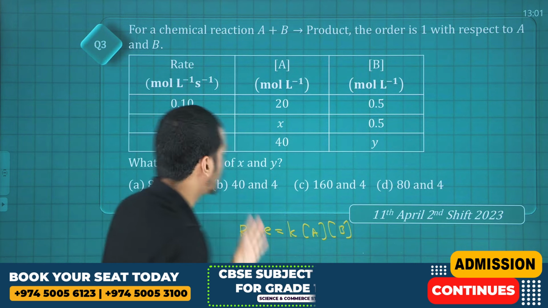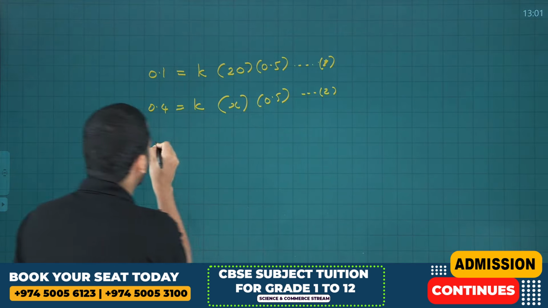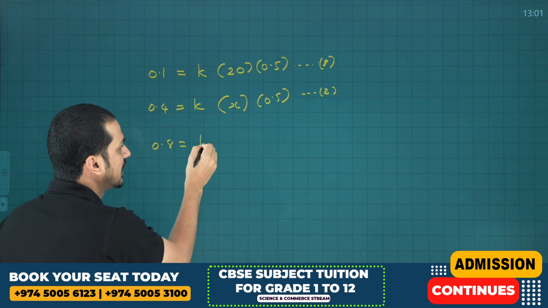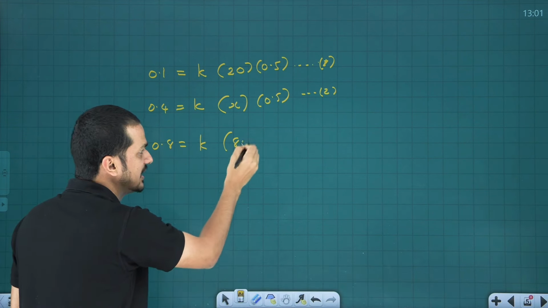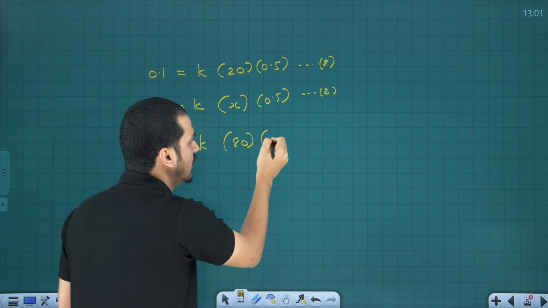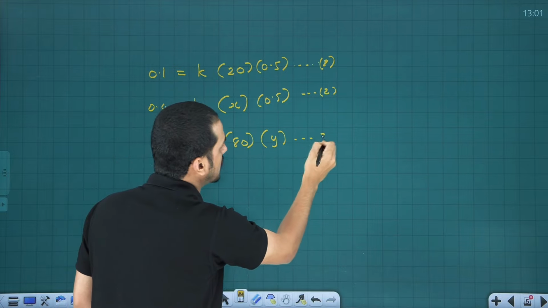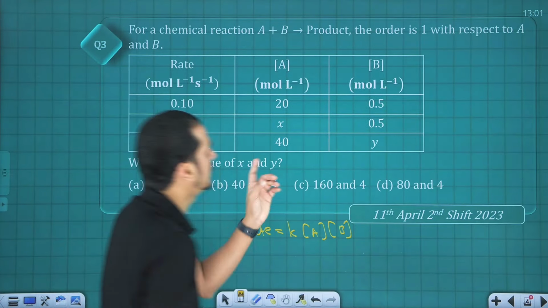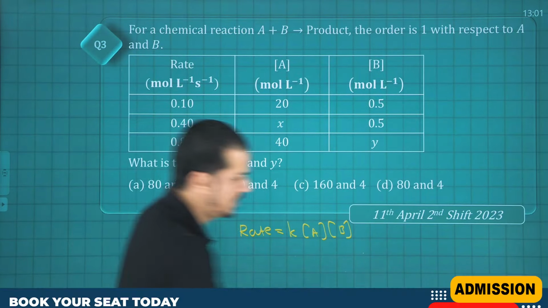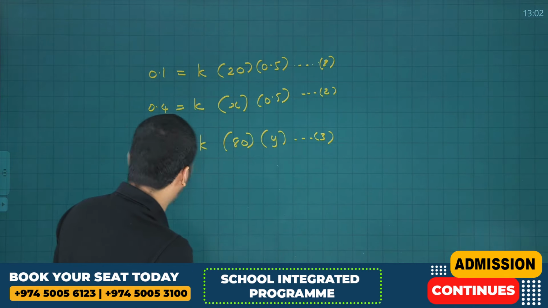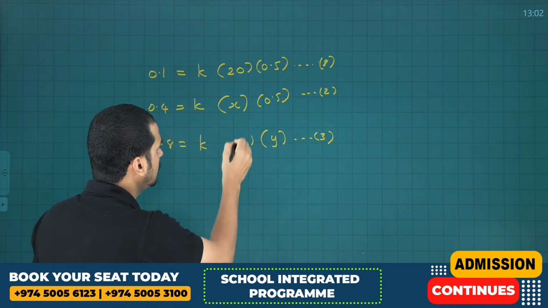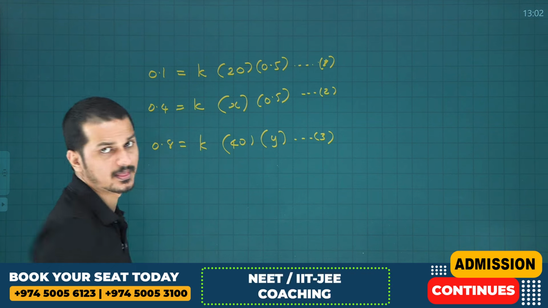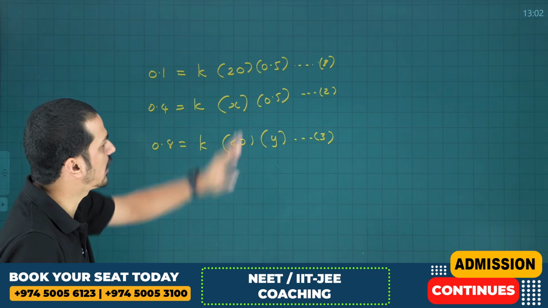So that I can also write 0.8 equal to K into 80, and at that time the concentration of B is Y. Okay, equation number 3. Am I correct? 40 and Y. Here it is 40, 40 and Y. That's it. Now I have to solve for X and Y.